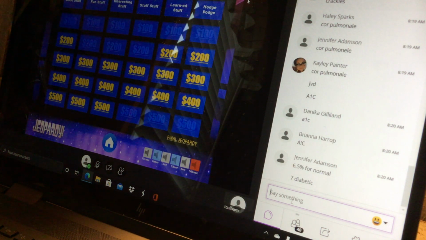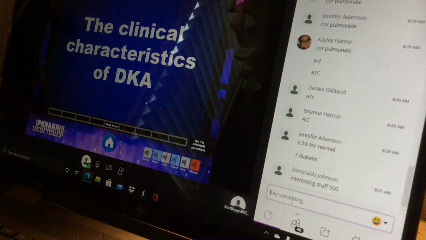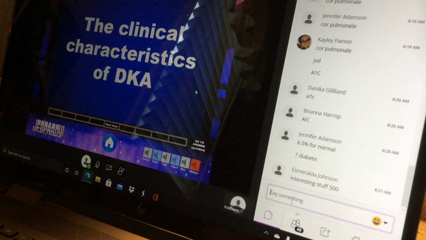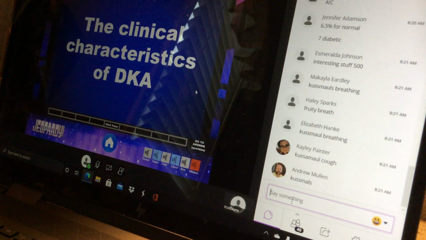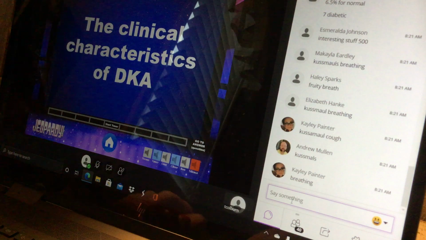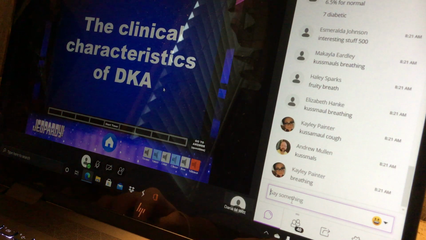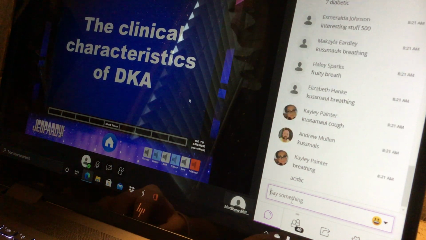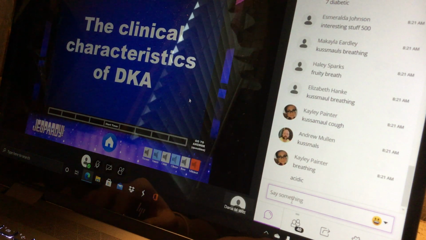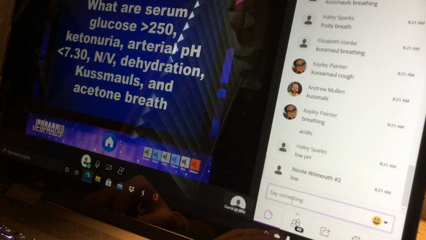Okay, next. Interesting stuff for 500. Clinical characteristics of DKA. What is DKA first, and then what are the clinical characteristics? Diabetic ketoacidosis, good. Kussmaul's breathing, fruity breath. Good. What else? What's their pH? Their blood is acidotic. Right. So which way does it go? Low pH. That's right. So what is their glucose?